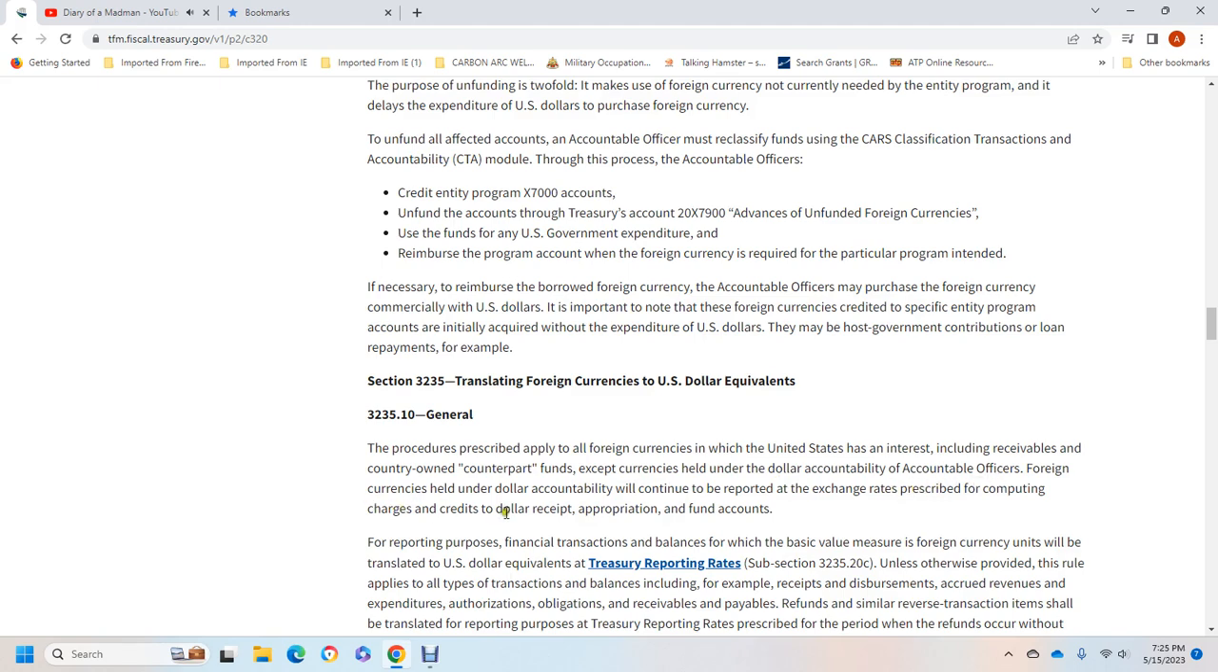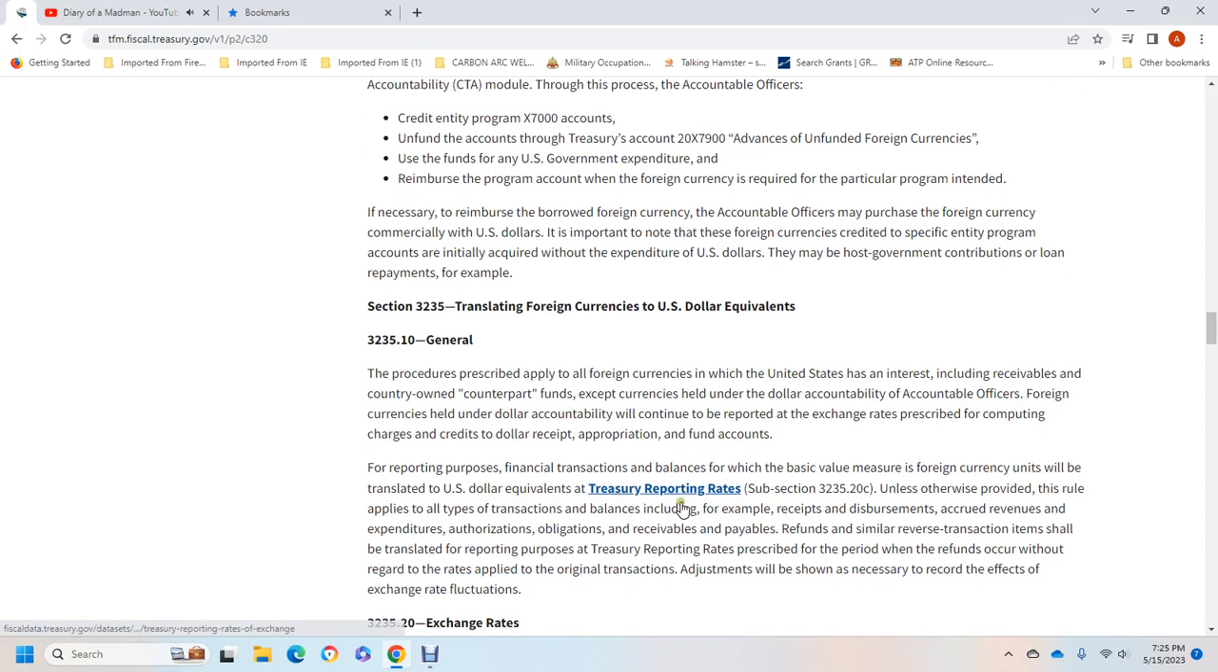the community charge for the credits of the dollar received with the operation of fund account for report purposes. The financial transaction balance, with the basic value measured in foreign currency units, will be changed to the use of the dollar using those Treasury report rates unless otherwise provided.